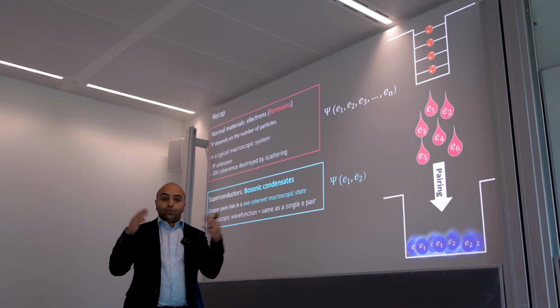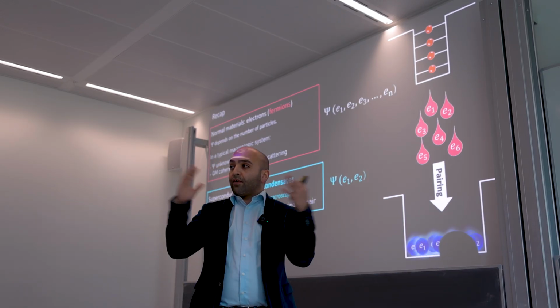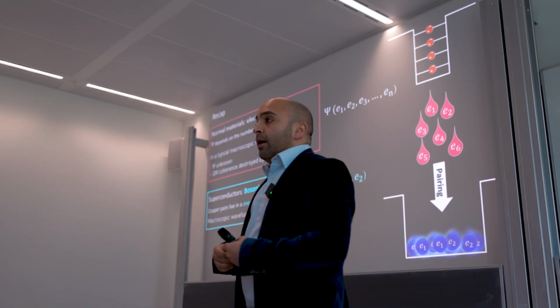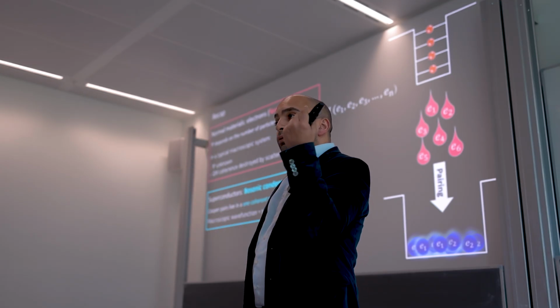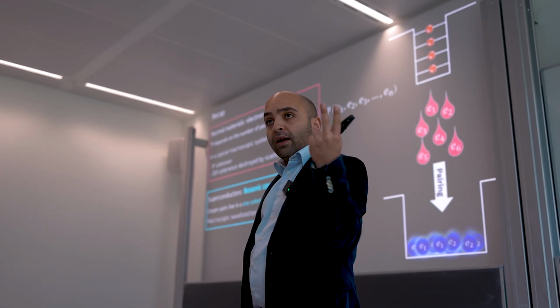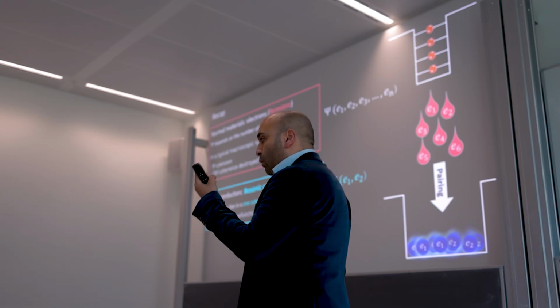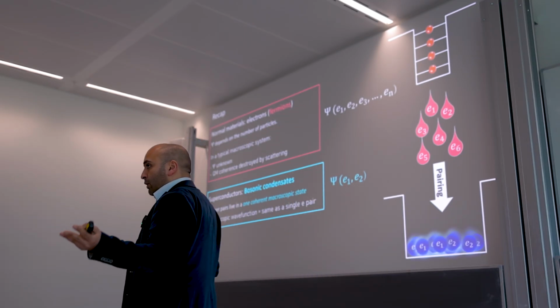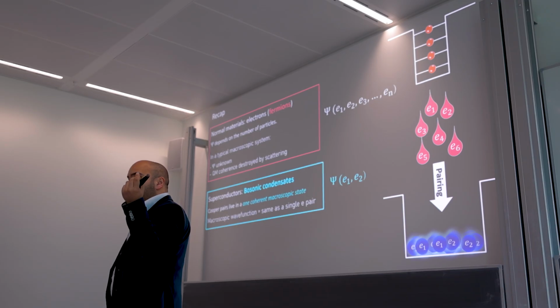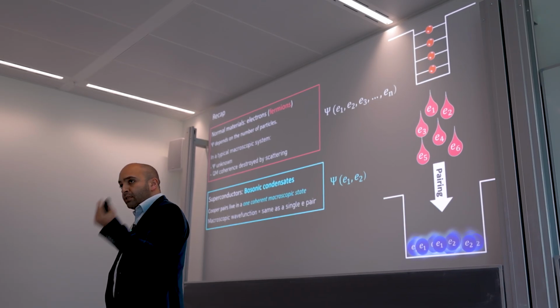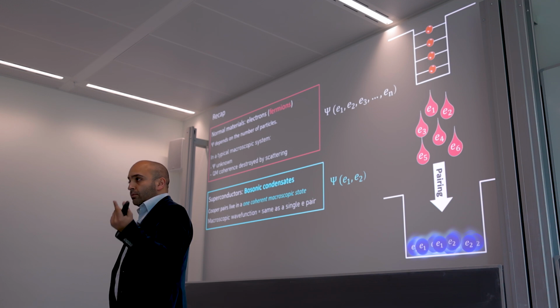That means that you could reduce all the Fermi electrons, 10 to the power of 20 electrons, into one pair of electrons. Because the wave function of a superconductor the size of this room and of a single pair of electrons, their symmetry is identical.